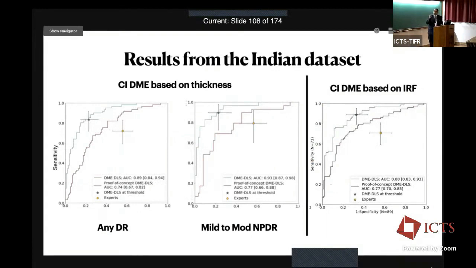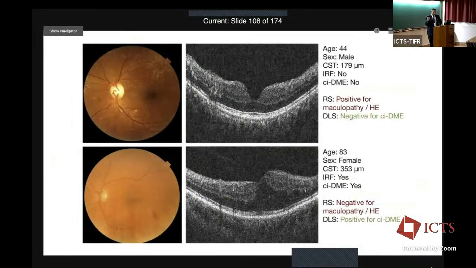So in the top image, you can see those yellow deposits. Now this is a patient, if a clinician sees it, he will say this person has center-involving DME. You do an OCT, and actually there is no center-involving DME. And the algorithm, also seeing this image, said that this was negative for CIDME.